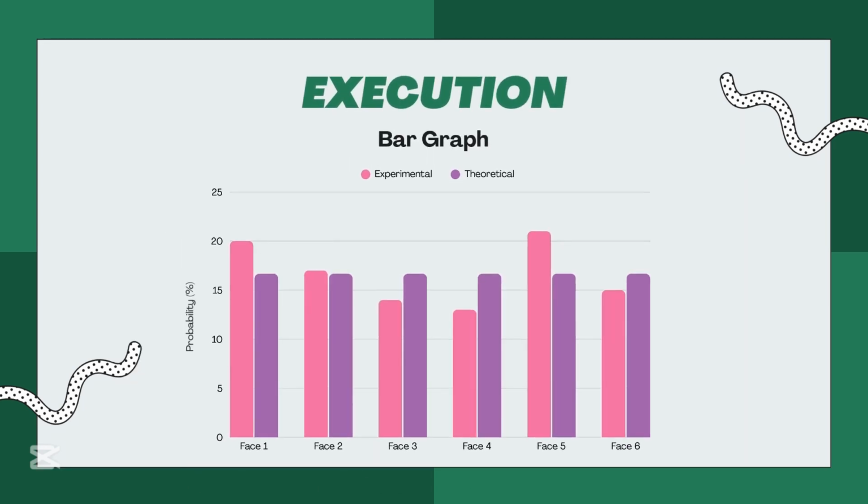In the second bar graph, you'll notice a more balanced set of results. The experimental bars are closer in height and much nearer to the theoretical line. This visual representation shows how repeating the experiment helps reduce extreme variation and produces results that better reflect expected outcomes.